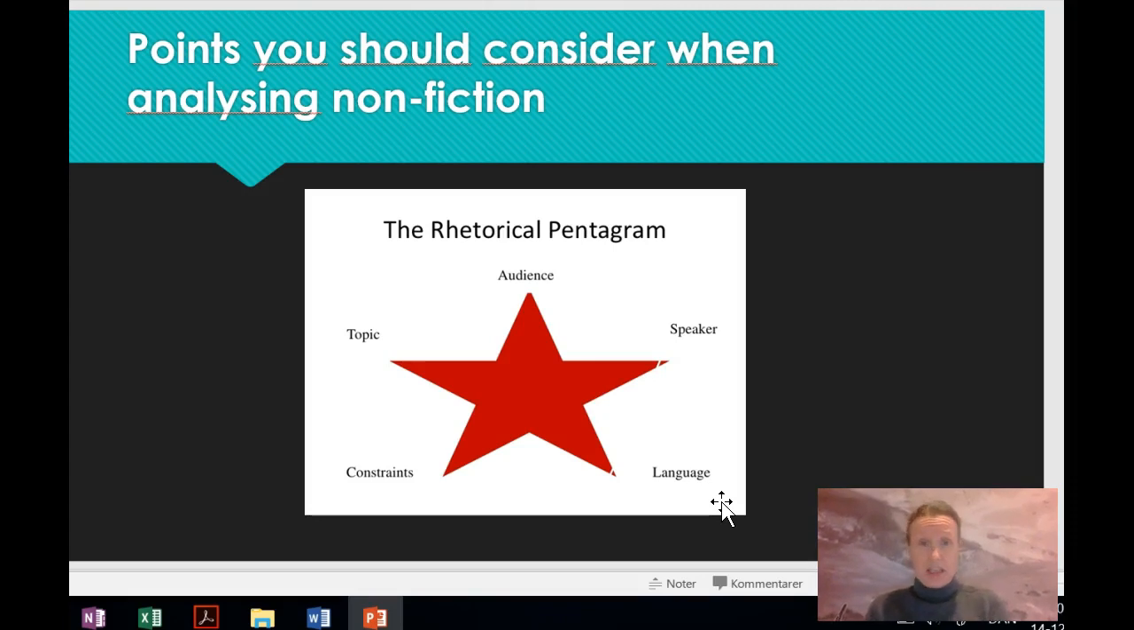How does he or she convince his or her audience? And if it's an interview or an article, basically it's the same kind of job that you have to do. Use the rhetorical pentagram. What is the intention of the sender here? What is the aim of writing this text? Whatever it is. What topics do we find, and how is the language used? Okay, so these are the things that you will need to work with when it's a non-fiction text.